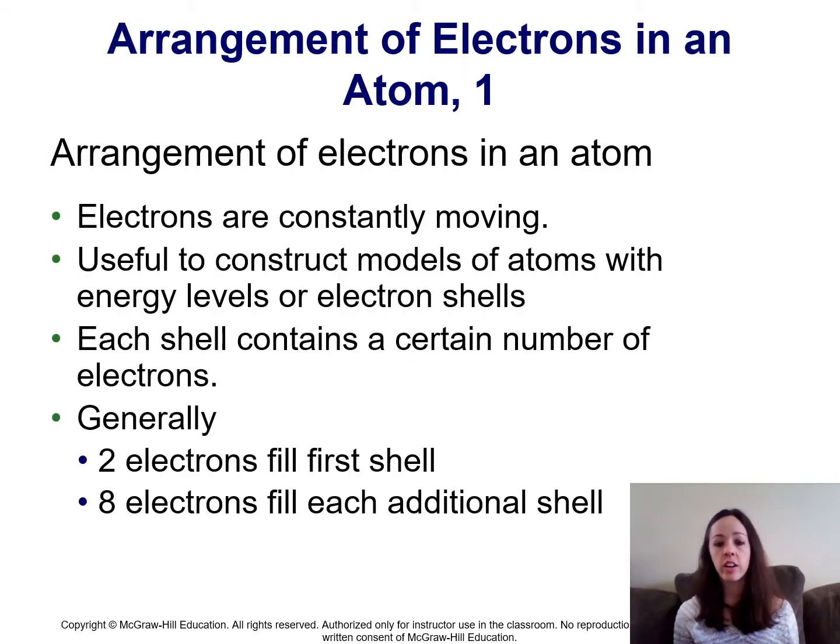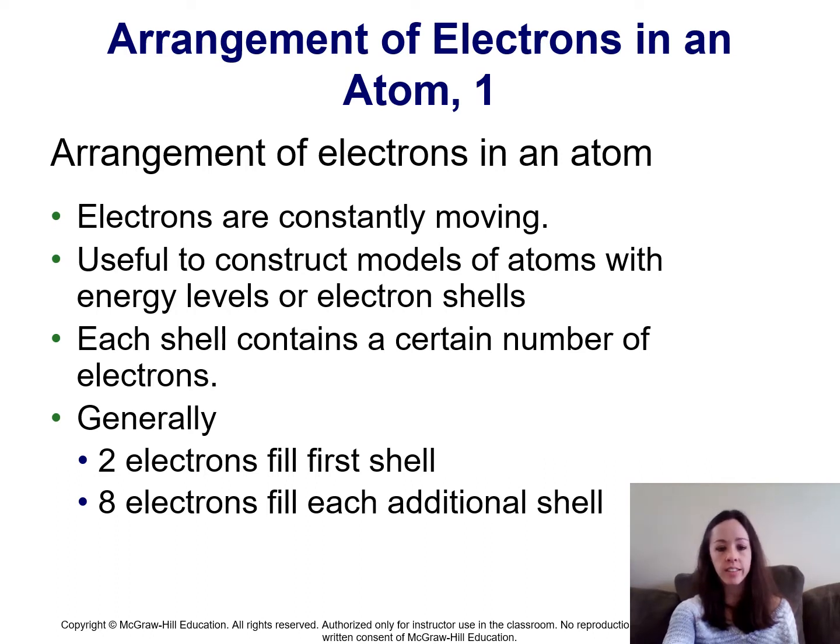So all of the electrons around a nucleus are constantly moving. It is hard to pinpoint the exact location of any one electron. The electrons are arranged around the nucleus in those electron shells that I was telling you guys about. 2 electrons are going to go into that first shell, while 8 electrons are going to go in each additional shell. The closer a shell is to the nucleus, the less energy those electrons have.